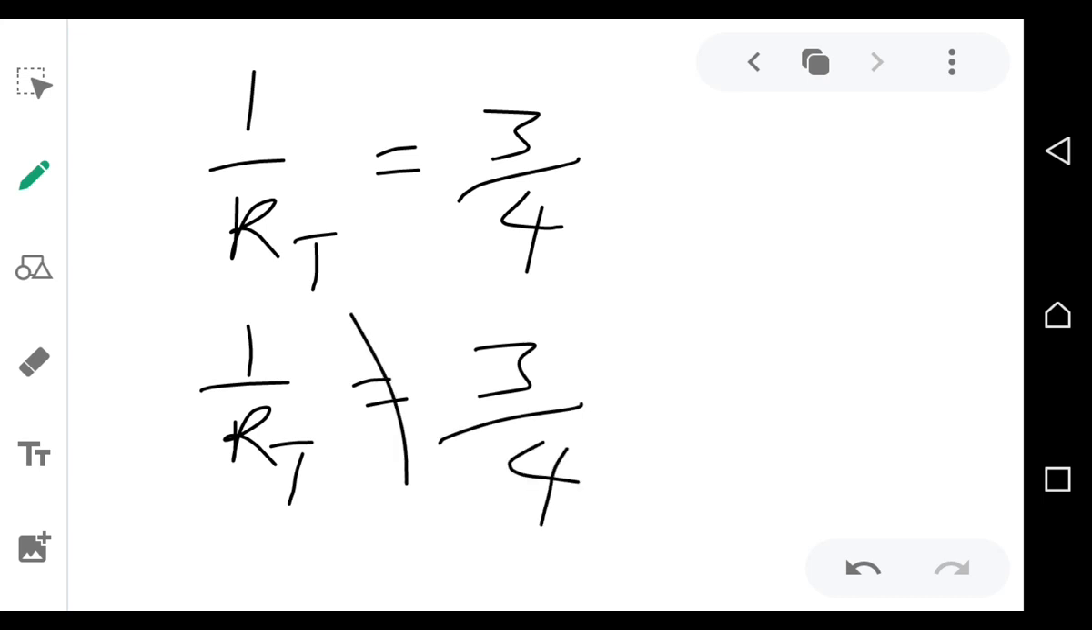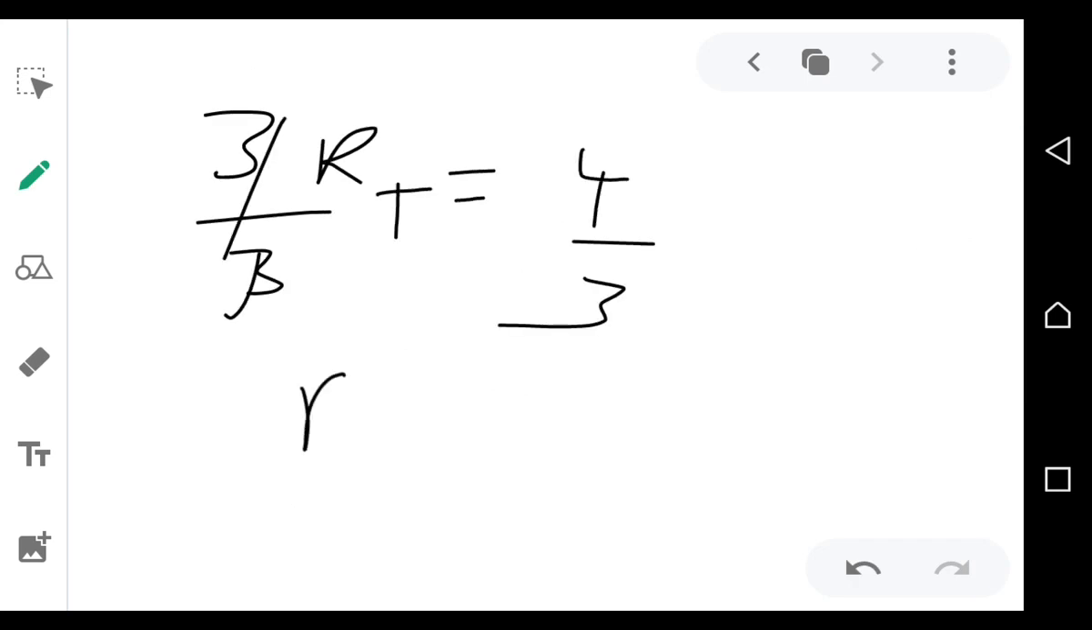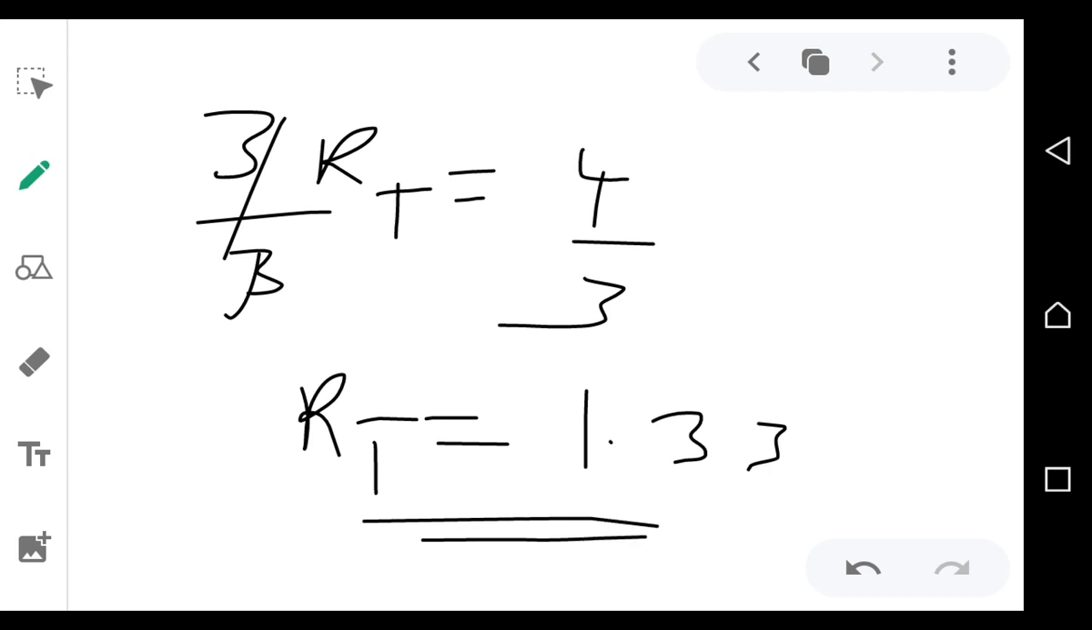When you reach there, you cross multiply. You remember this. So 3 RT is going to be equal to 4. Divide by 3, divide by 3. RT is going to be equal to 1.33 and so on. That will be RT, in ohms, since it's resistance. That can be your question 1.